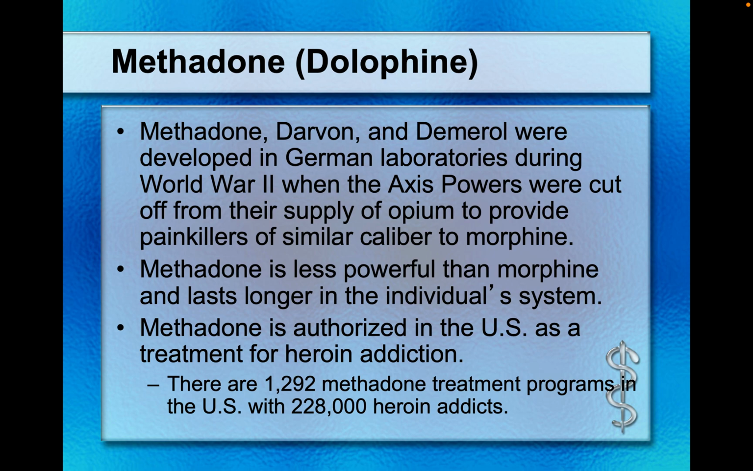Methadone, or Dolophine, Darvon, and Demerol were developed in German laboratories during World War II. I'm sorry, Methadone, Darvon, and Demerol are three different drugs. They were developed during World War II. The Axis powers were cut off from supplies of opium, so they needed a synthetic, and they came up with methadone, Darvon, and Demerol. Methadone is less powerful than morphine and lasts longer in the individual system. Methadone is authorized in the United States as a treatment for heroin addiction. There are 1,292 methadone treatment programs in the United States, with 228,000 heroin addicts using the methadone treatment.